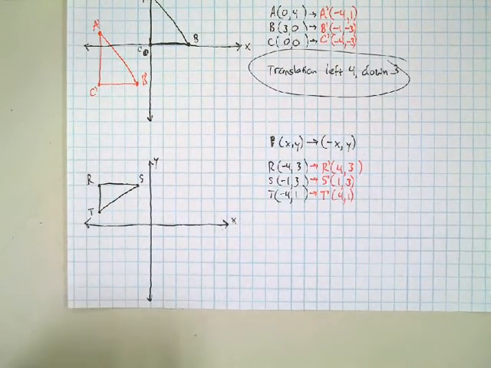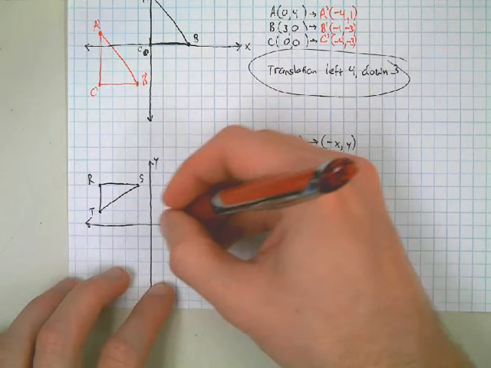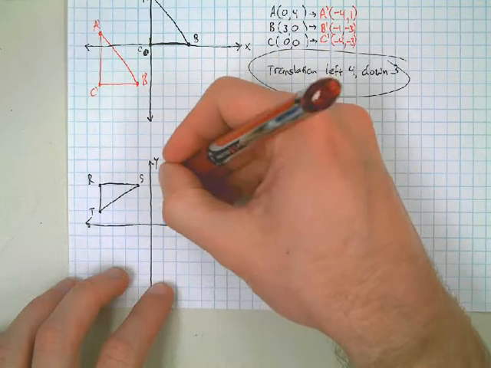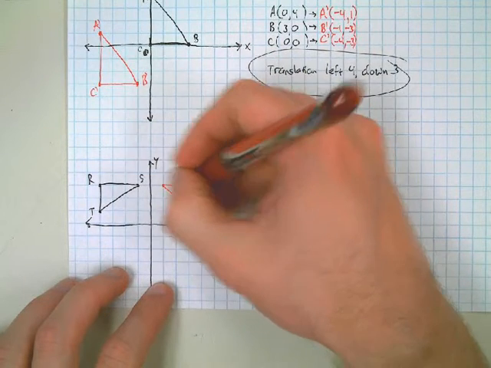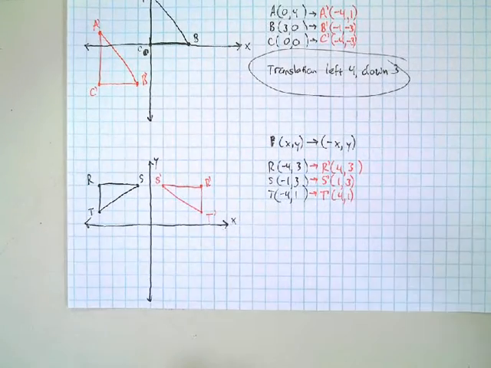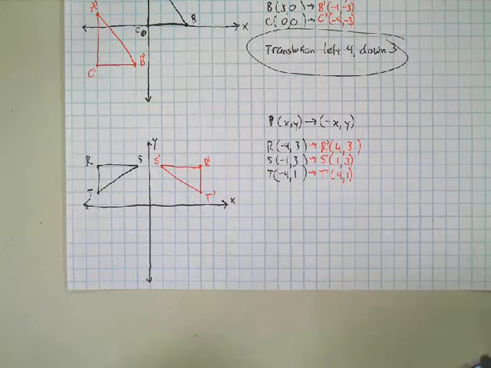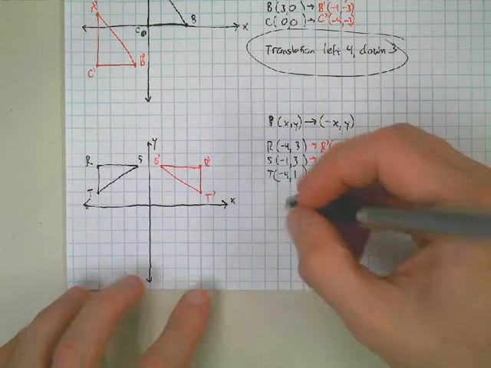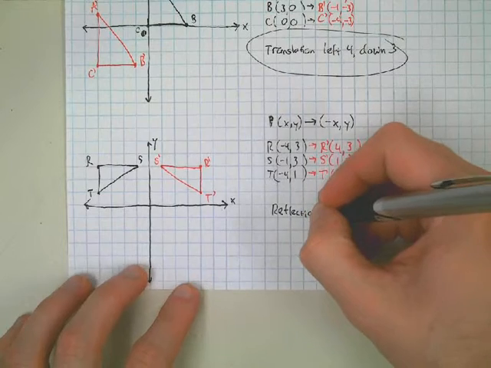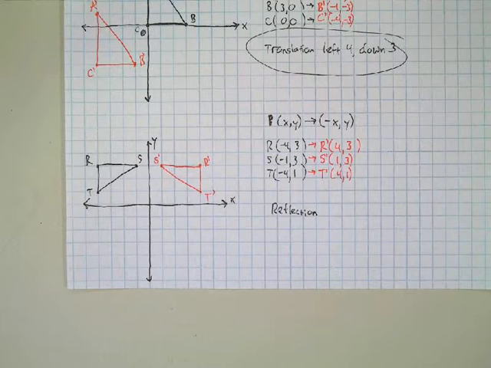Okay, so plot R prime, S prime, T prime. So 4, 3. Okay. So sure enough, it is a reflection. Okay. Can we be any more specific than that? Can we give a little bit more information rather than just saying reflection?